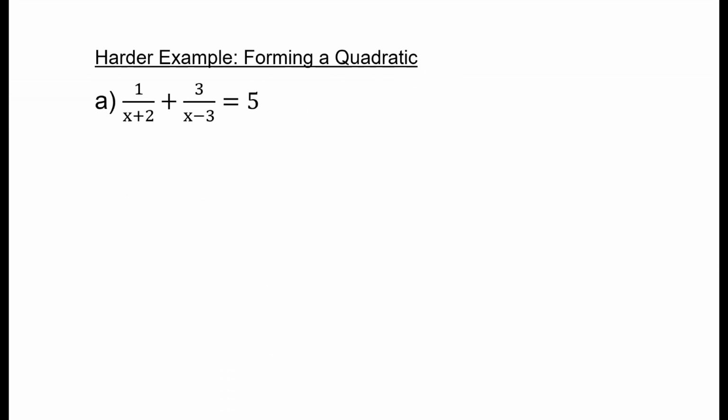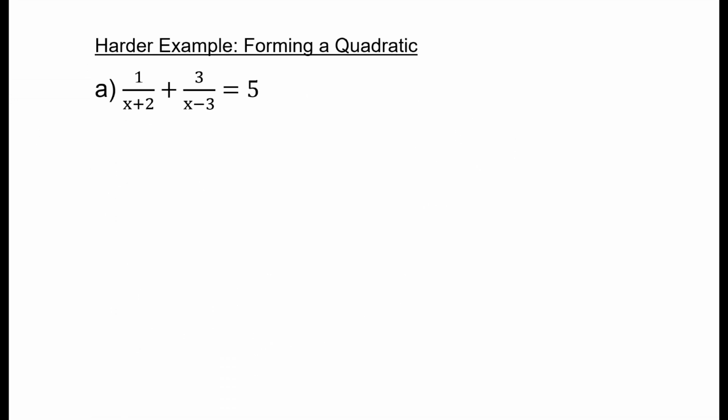The hardest kind of equation involving algebraic fractions is going to be one which involves you forming a quadratic equation. So here I'm going to start exactly as before and get a common denominator. So I have x plus 2, x minus 3. The first fraction I have multiplied the bottom by x minus 3. So I have x minus 3 times 1, which is just x minus 3.